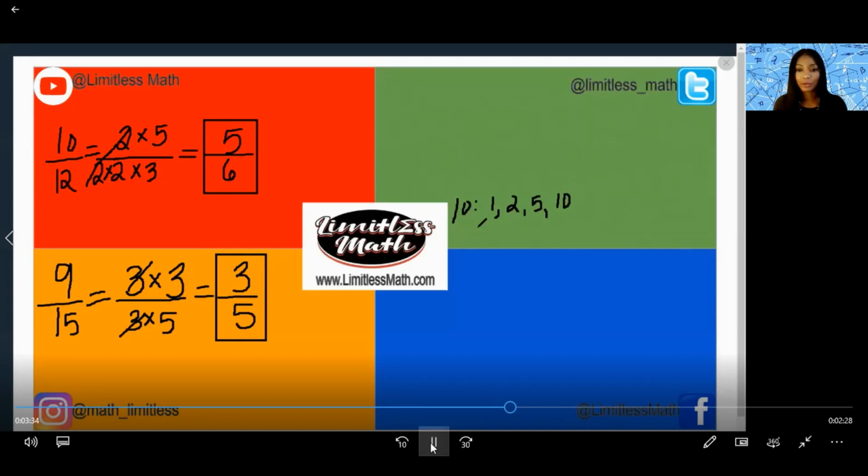And then also write out all the factors of 12. So we'll have 1, 2, 3, 4, 6, and 12. Like I was saying, we want the greatest factor that they have in common. When we look at the two sets of numbers, 2 is the biggest number that occurs in both sets. So 2 will be our GCF.